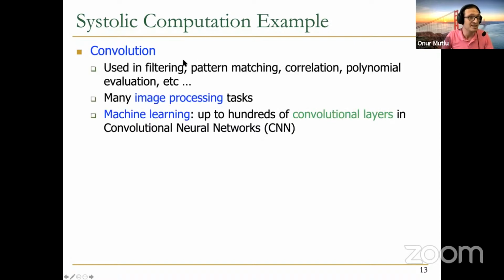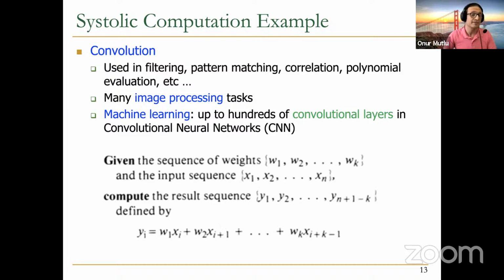And convolution is a very basic mathematical or statistical operation where you filter an input element using essentially some weights, and you will see the operation soon. Basically, it's used in adaptive filtering, pattern matching, correlation finding, polynomial evaluation, etc. Many image processing tasks, many vision processing tasks, and lately many machine learning tasks. We can have up to hundreds of convolutional layers in convolutional neural networks, as we will discuss.